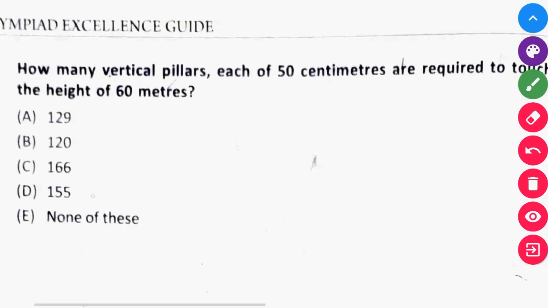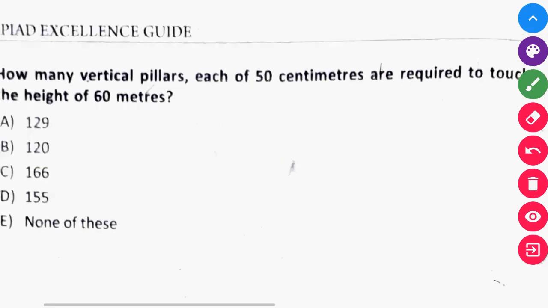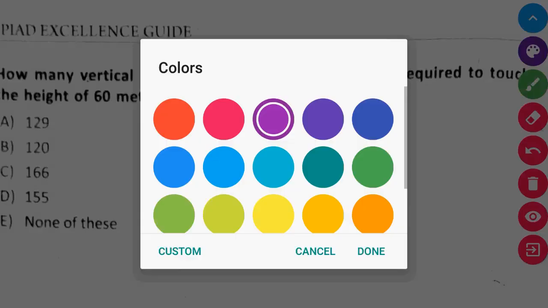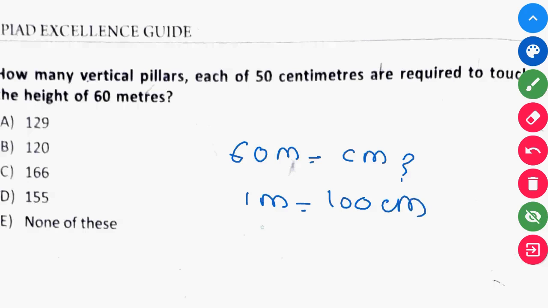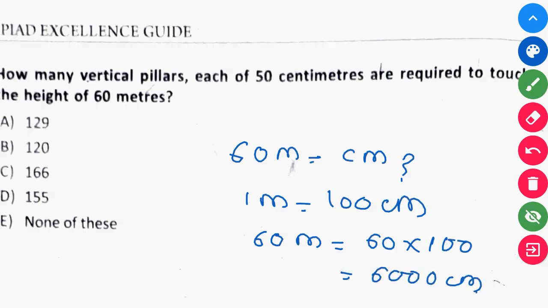Now how many vertical pillars, each of 50 centimeters, are required to touch a height of 60 meters? Now see, pillar height is 50 centimeters and the total height we need to cover with those pillars is 60 meters. So we first have to convert 60 meters into centimeters. 1 meter is equal to 100 centimeters, so 60 meters is equal to 60 multiplied by 100, so 6000 centimeters. Now divide 6000 by 50 to get your answer.